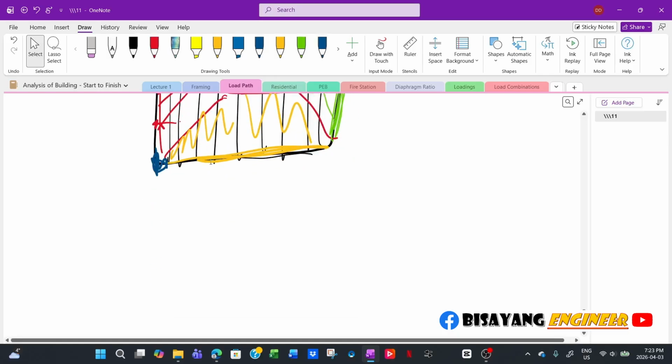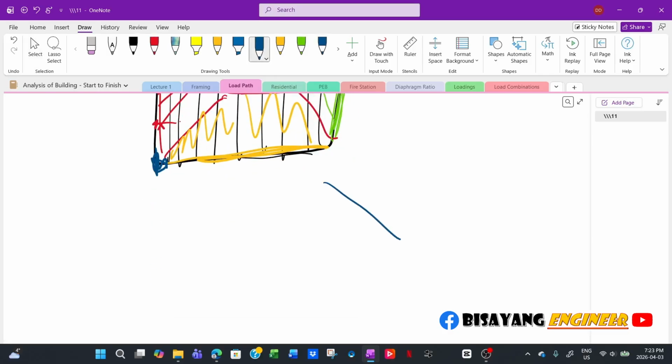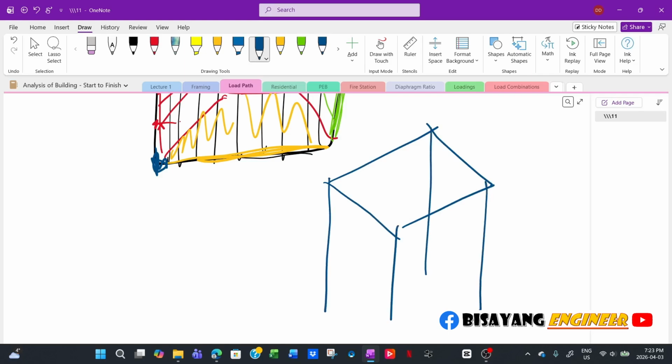Now for lateral application, you have your upper frame. For example, that's your roof frame, roof beams, and then you have your floor beams right here. So it's the same. For example, if you are using hollow blocks or CHB walls.